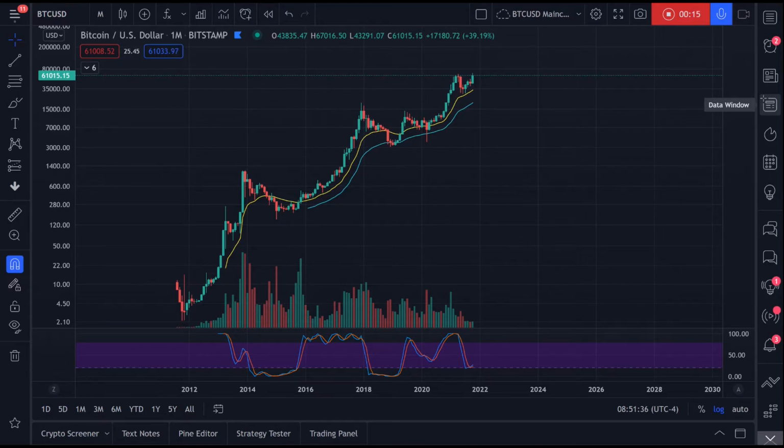Today is October 29th, 2021, and Bitcoin is in a downtrend. Okay? We'll show you exactly what we mean by that in a moment, so stay tuned.